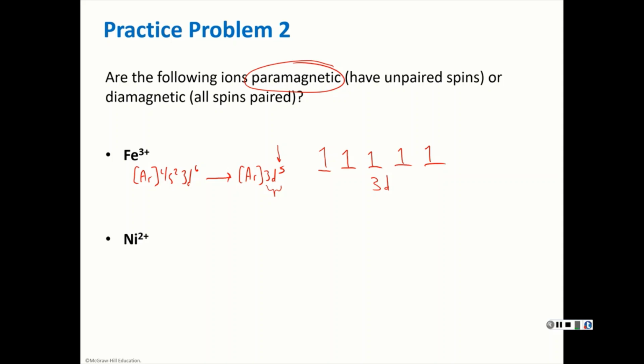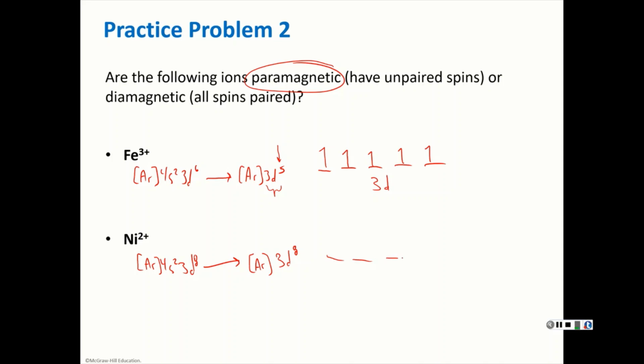Let's do nickel 2+ now. Normally nickel would be argon 4s2, 3d8. You might not need to actually write out what the ground state uncharged configuration is, but I tend to do that just because it's pretty easy and it's a safe way to make sure you're getting it right. So for the +2 ion we'd lose those 4s electrons, so it'd just become argon 3d8.